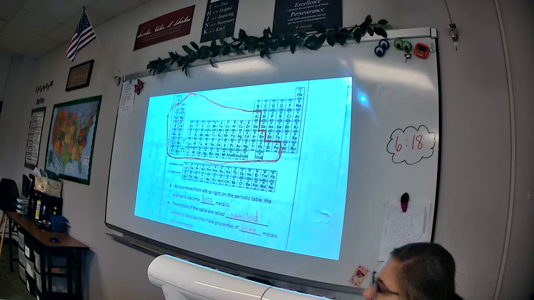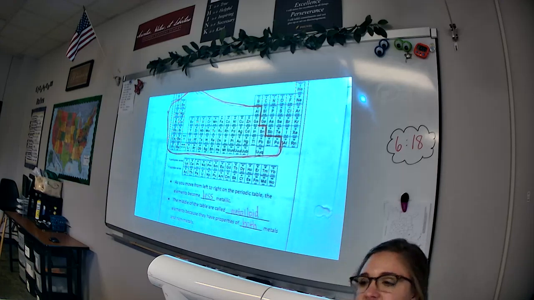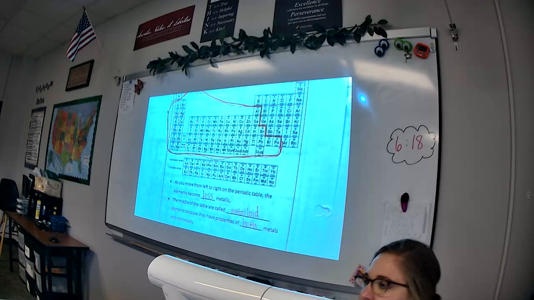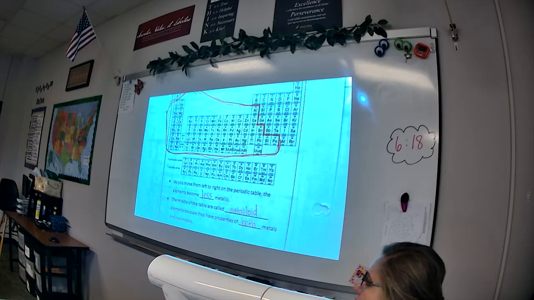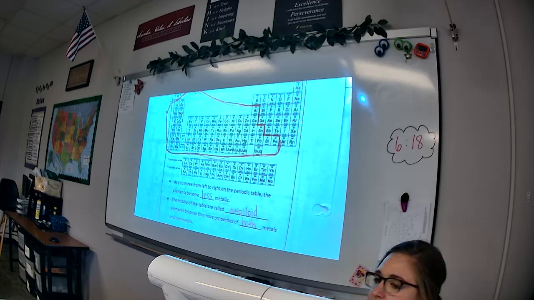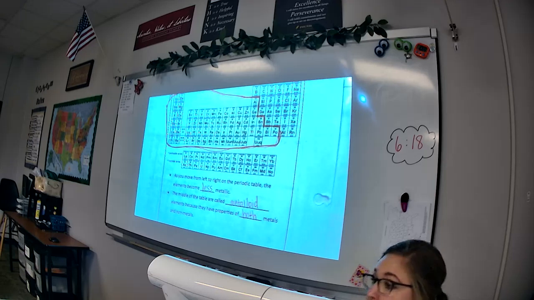Okay? Now, there is a little section of the table that we say is kind of like a metal, but kind of not. That little section we call metalloids. The middle of the table is called metalloid elements because they have properties of both metals and nonmetals.